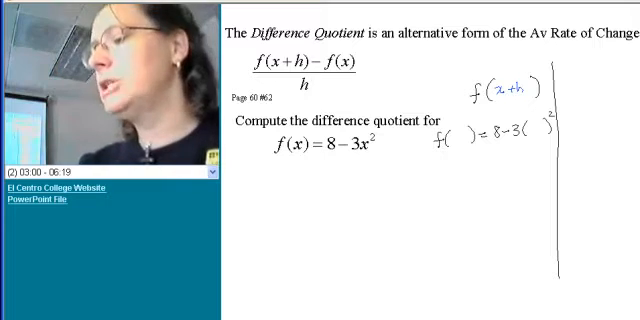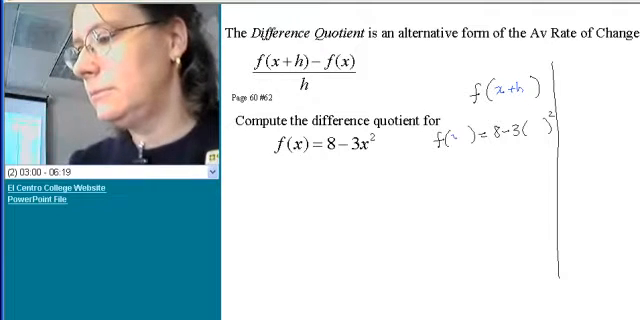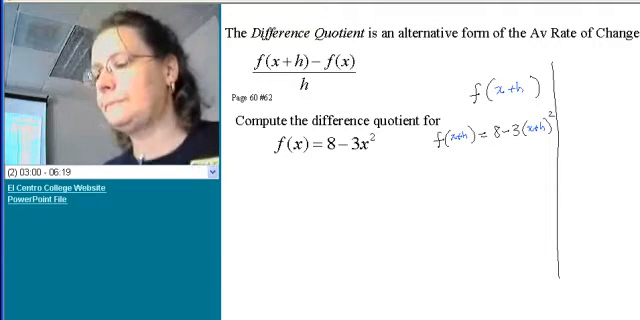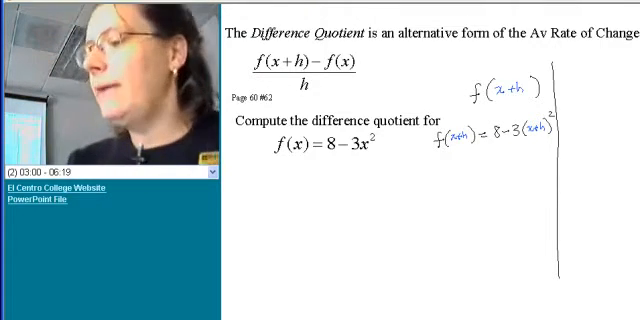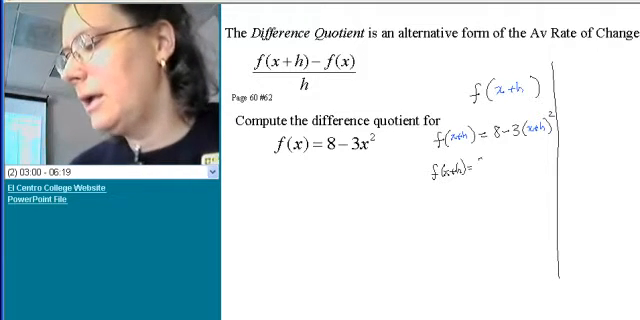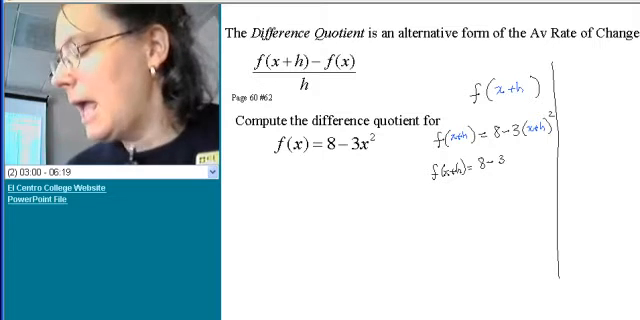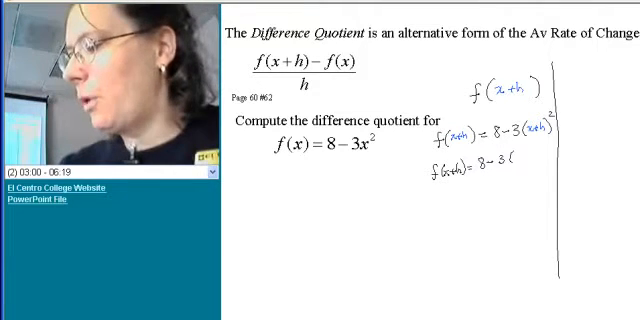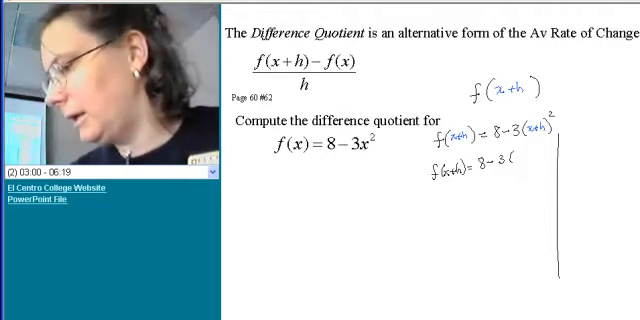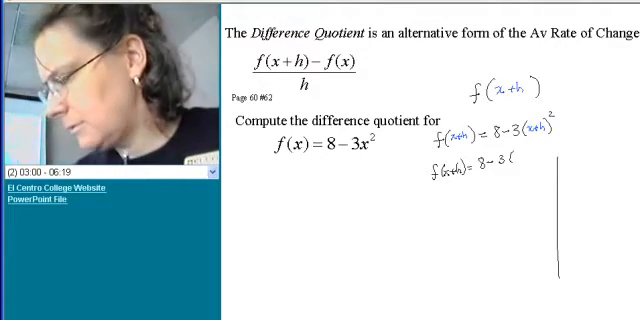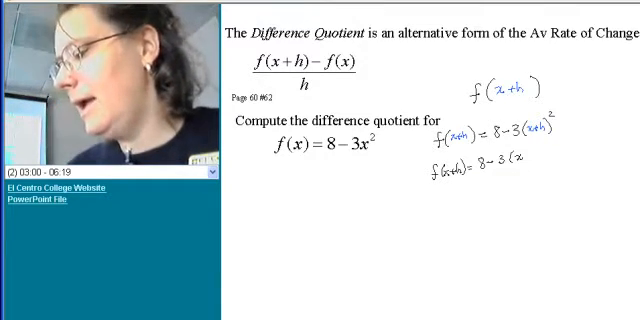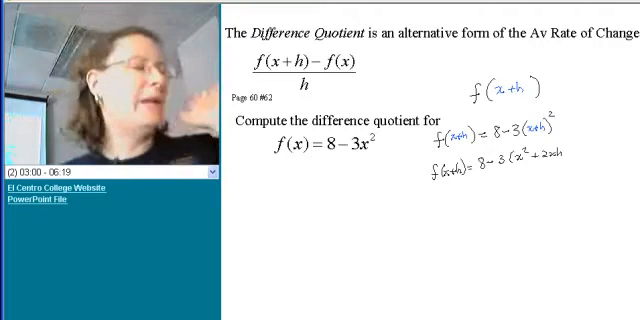our input is the expression x plus h. So we put in x plus h here and here. We have to simplify that algebraically. Let's look at some rules of algebra here. Order of operations: we've got to square before we can multiply by 3. So when we square that binomial, what are we going to get? x squared. Okay, that's what I was wanting to hear.